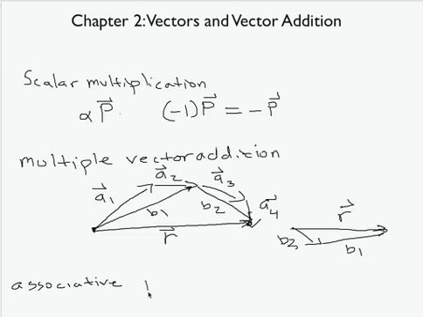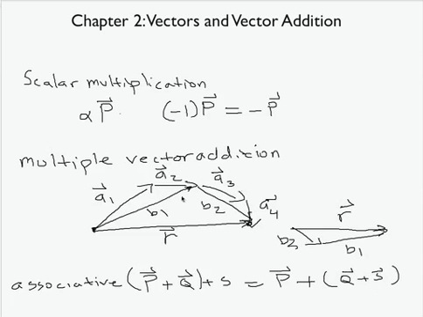That means if we have vector P plus vector Q plus vector S, doing the P plus Q addition first gives the same result as doing P plus the sum of Q plus S. And that just comes from the graphical interpretation of vectors. It doesn't matter which of these segments we choose to walk first, it just matters that we walk all the segments. That gets us our net change in position from this point A to this point B.